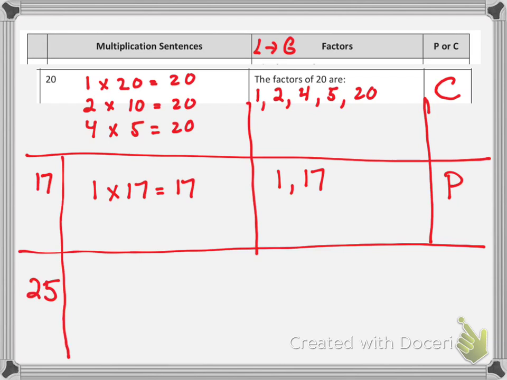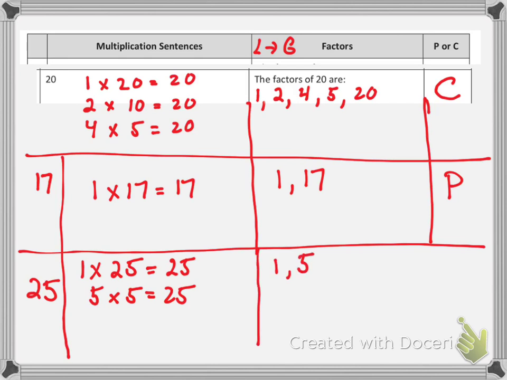What about 25? Let's list all the multiplication sentences for 25. Well, 1 times 25 is 25, it's always a safe one. And 5 times 5 equals 25. There's nothing else that equals 25. So we have 1, 5, and 25 as factors of 25. Since it's more than 2, 25 is considered to be a composite number.